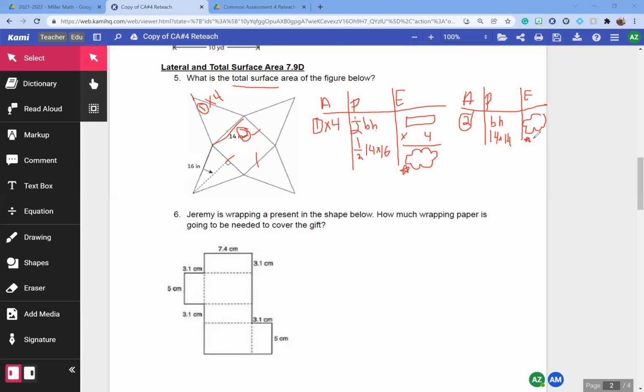When you have both of your areas for your shapes, just add them together. Add the area for all of your triangles plus the area for your square. That's all you need to do. Go ahead and try the next one and the one following.